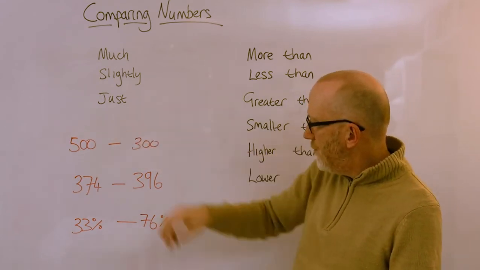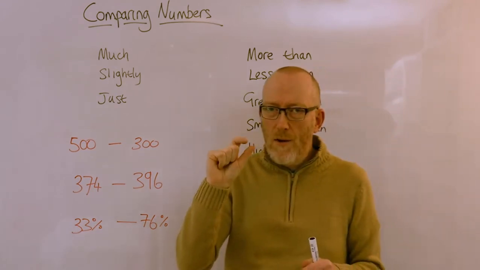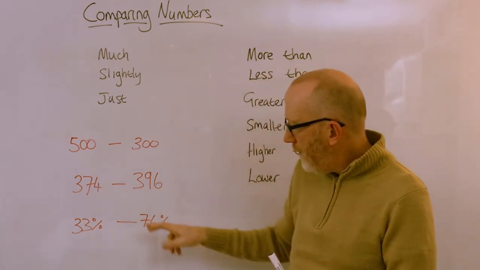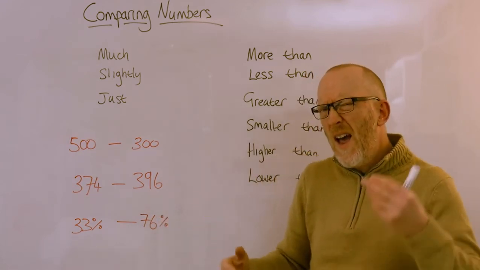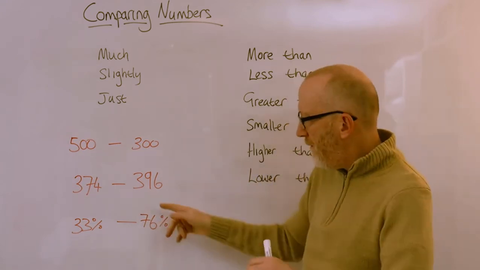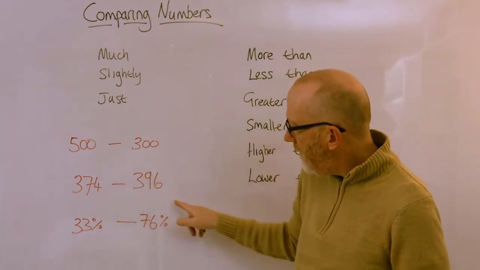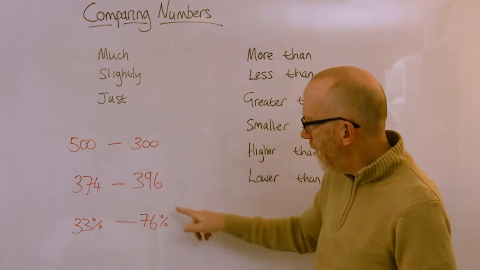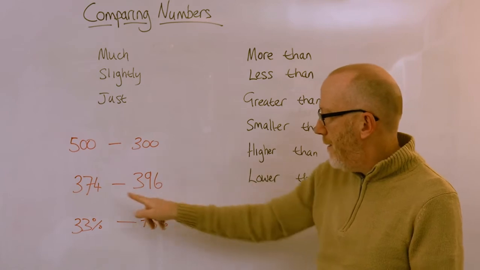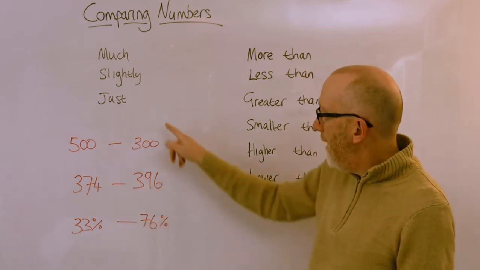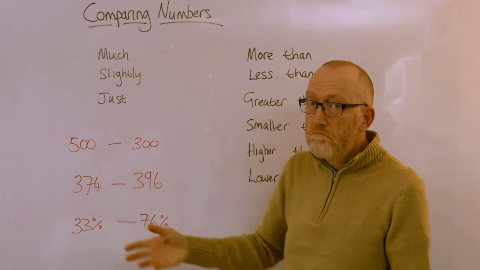Okay, let's have a look at just. What do we use just for? Okay, just is when we're talking about small differences. So is 374 to 396 a small difference or is it a big difference? It depends on the context. For me, this could be a small difference. If you're talking about thousands, this is possibly just a small difference. So 396 could be just about higher than 374. It could be just greater than 374. Yeah?